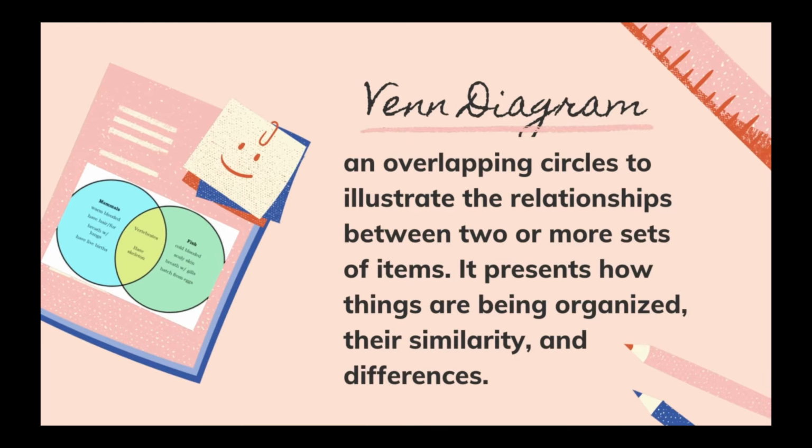Venn diagram: overlapping circles to illustrate the relationships between two or more sets of items. It represents how things are being organized, their similarity and differences.